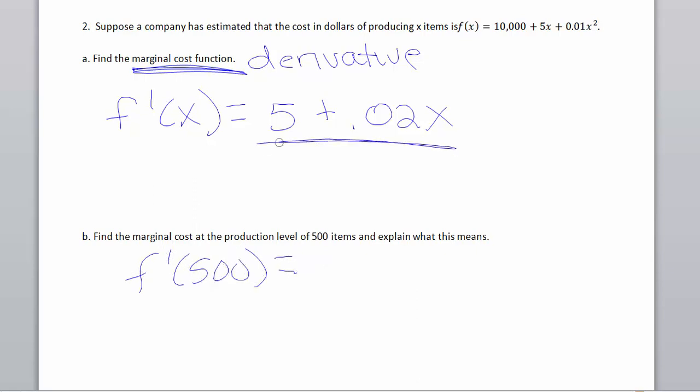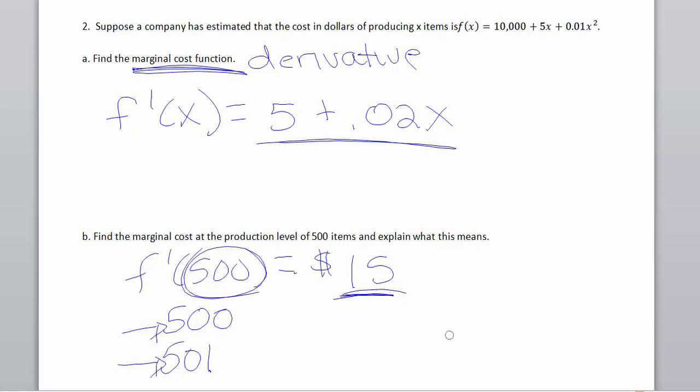So if I plug 500 into the derivative, I get $15. So that's not what it costs me, that's the rate of change. So that's saying the rate of cost is increasing by $15 when 500 things are made. So if I make 500 candles and I make 501 candles, it's going to cost me $15 more to make 501 candles than it does 500. So the rate of change of producing this many things is this amount. Okay, and if it were negative, that just means that it's decreasing. It costs me less.